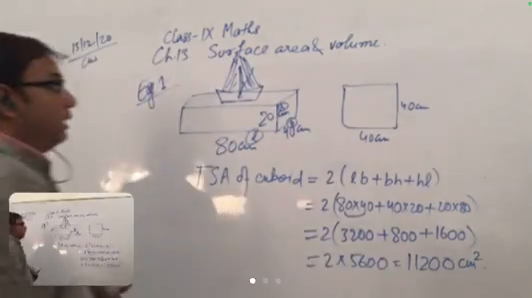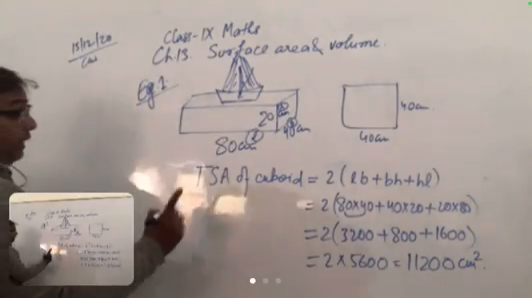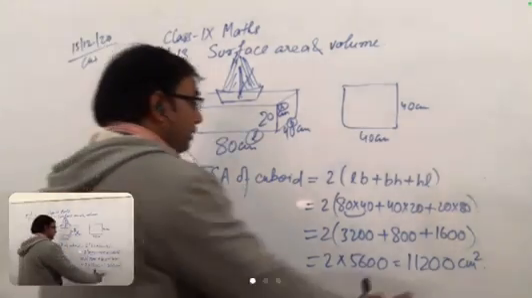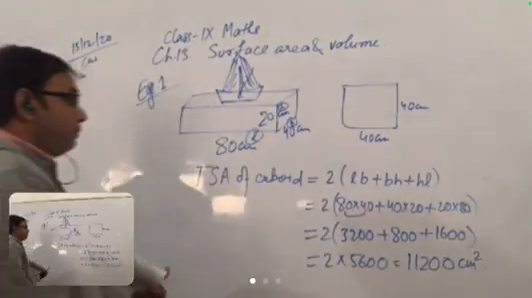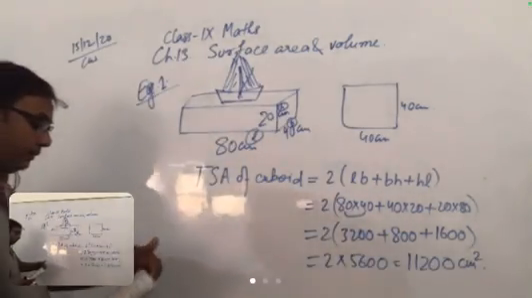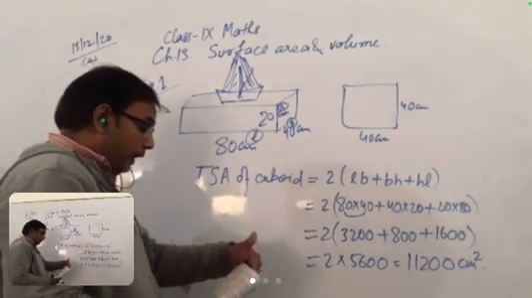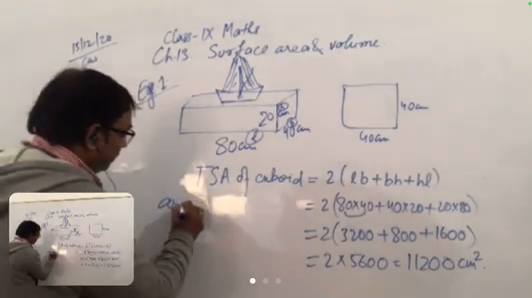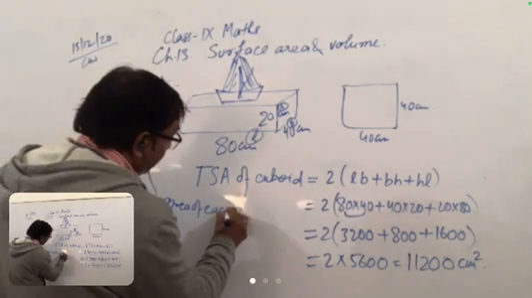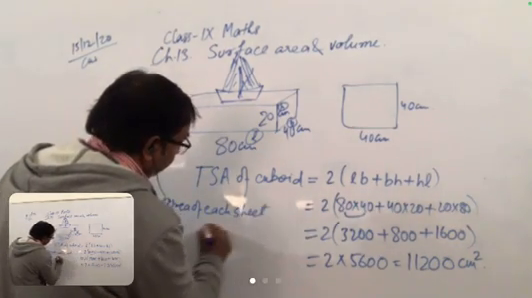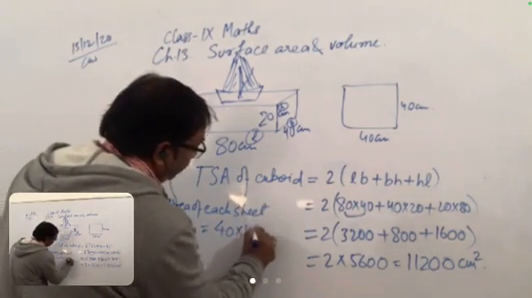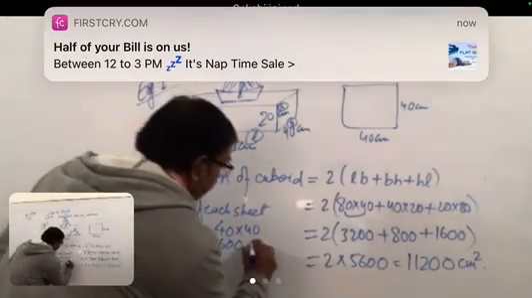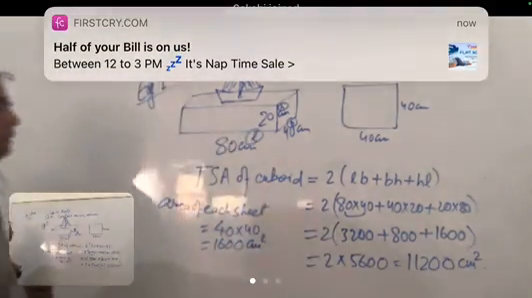And the unit for the surface area is square centimeter because it is area. Is it clear? And now the area of each sheet. Area of each sheet is equal to 40 into 40, which is equal to 1600 centimeter square. Clear?